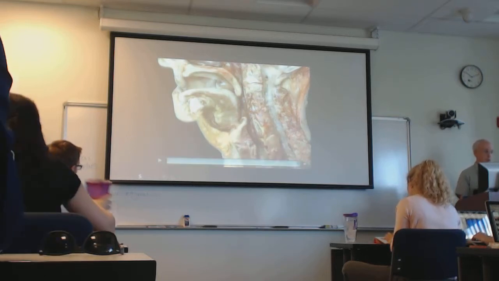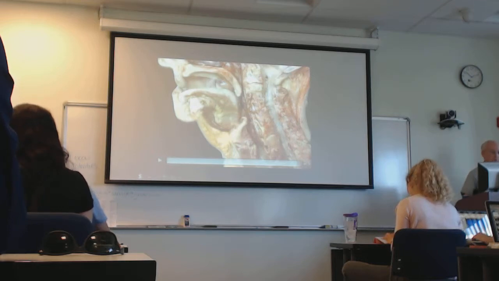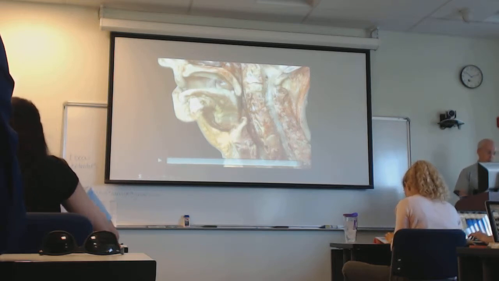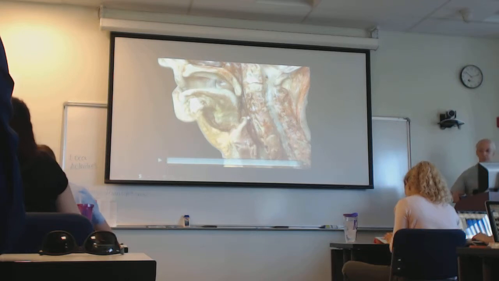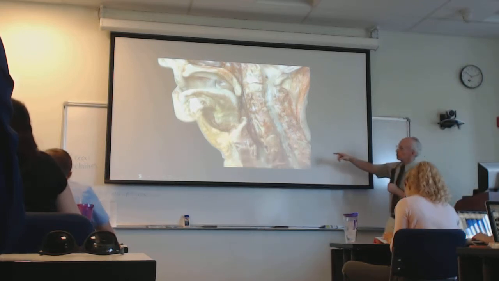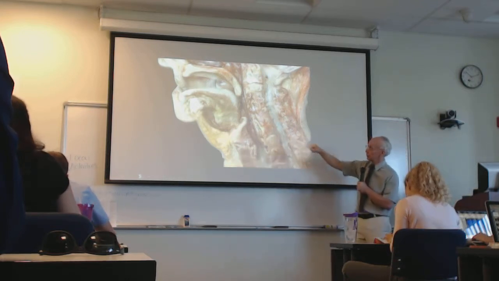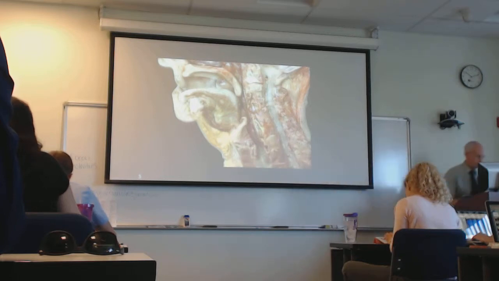So these will be the structures that not only facilitate passage of air and ingesta, whatever's being masticated and then delivered to the esophagus, but these structures, of course, prevent air from entering the GI tract and ingestion from entering the airways.